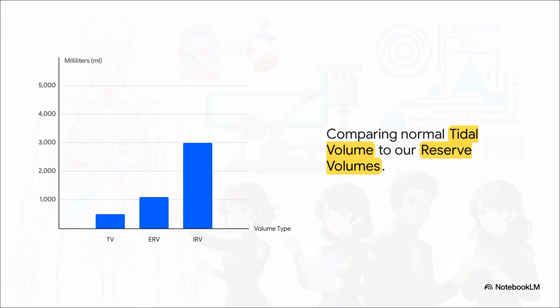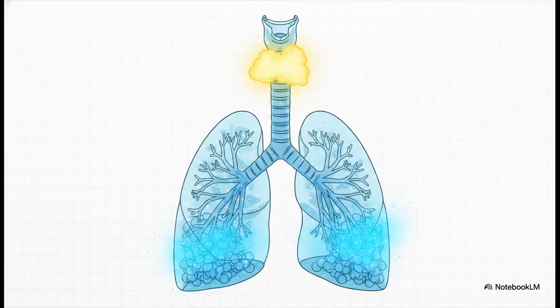That is your IRV, your inspiratory reserve volume. This shows us that on top of your normal tiny breath, you have a massive extra reserve space in your lungs so you can forcefully inhale a huge gulp of air if you suddenly need to run or exert yourself. Similarly, you have an expiratory reserve volume, or ERV, of about 1,100 milliliters that you can forcefully push out beyond just a normal breath. But check this out.